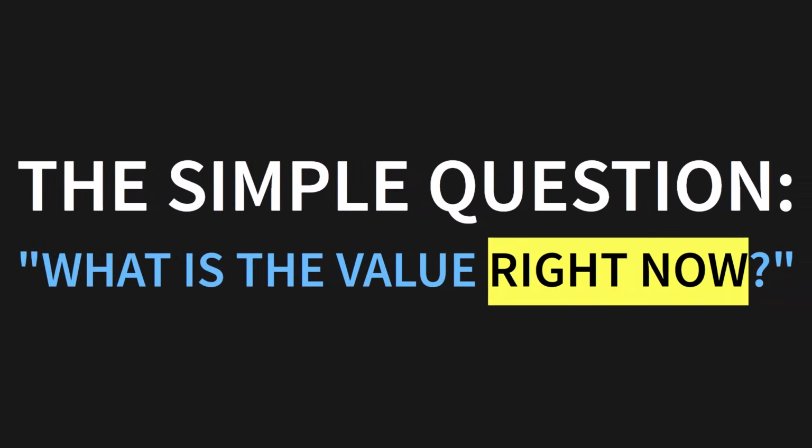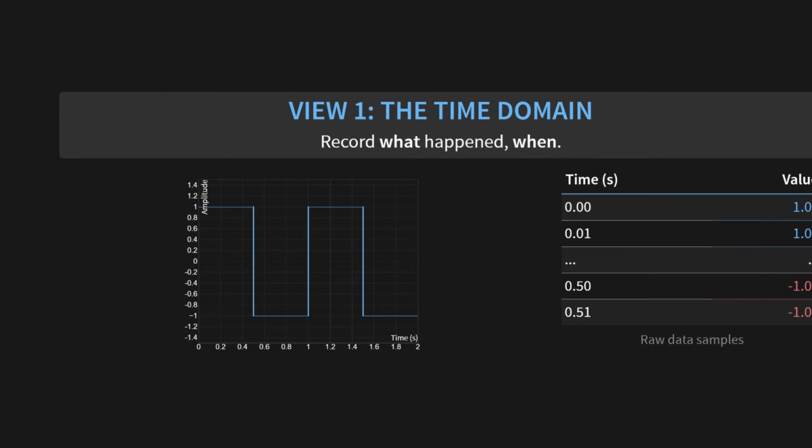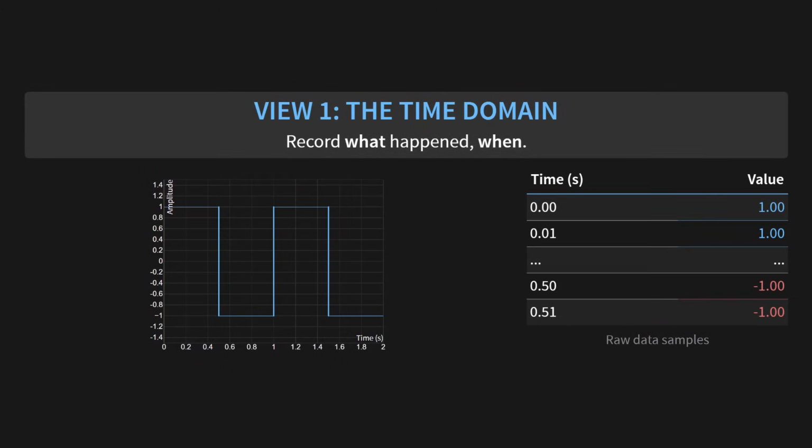It answers one really simple question. What is the value right now? To a computer, a signal in the time domain is, well, it's just a list of numbers. That's it. When you record audio, you're just grabbing a long list of air pressure values, one after another. This first view, the time domain, simply records what happened and when. For example, in this table, you can see at time 0 seconds, the value is 1. A moment later, at 0.01 seconds, the value is still 1. Then later, at time 0.5, the value drops to -1. It's just the raw data samples.